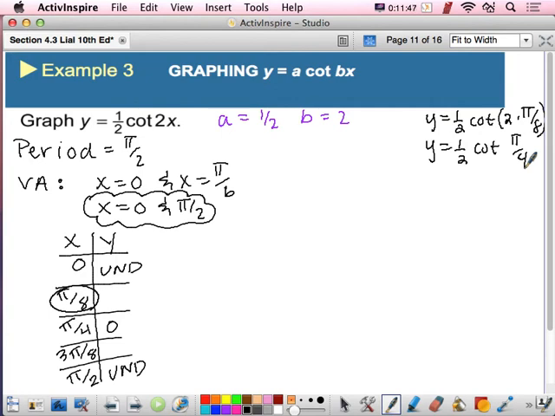tangent and cotangent. What is the cotangent of pi over 4? 1, right? Tangent and cotangent are 1 at pi over 4. So that's 1/2 times 1. So that's how I know this is positive 1/2. So this will actually be a, and this one will be negative a. So that's the pattern there for cotangents.